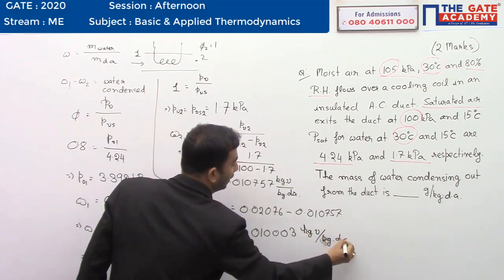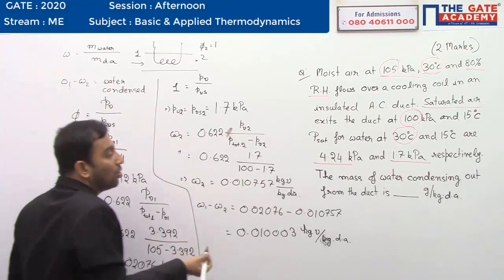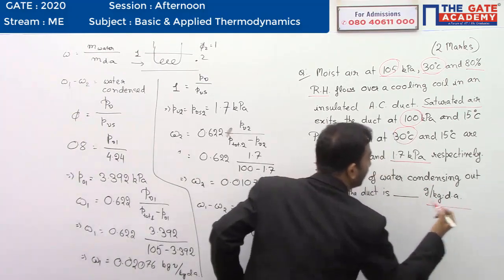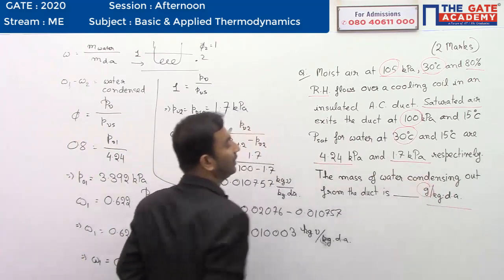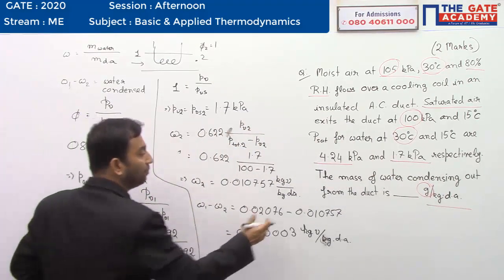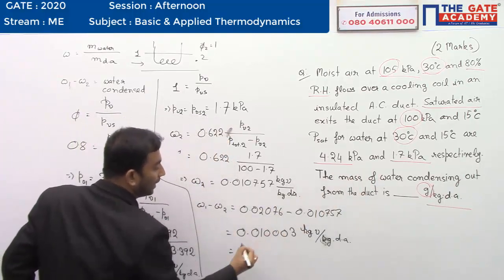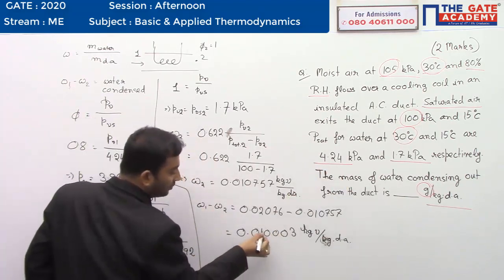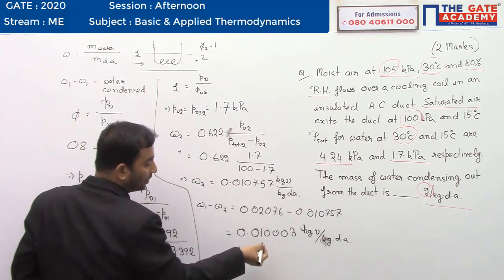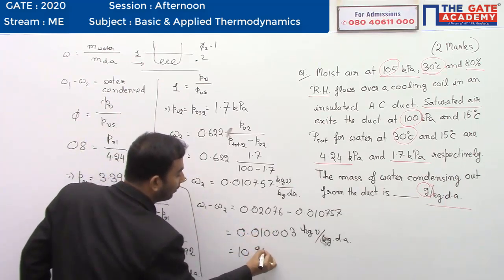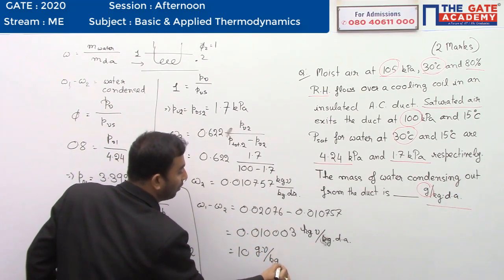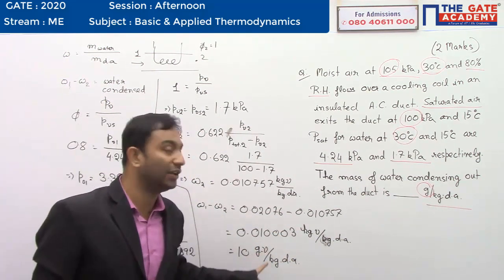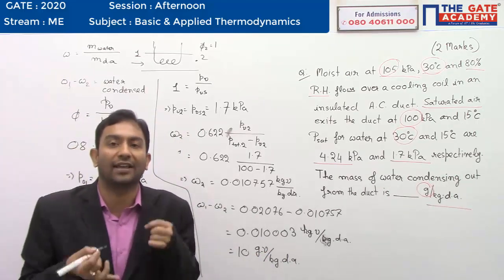Per kg dry air. No problem at all. But now they are asking the answer not in kg vapor per kg dry air, but in gram per kg dry air. So simply if I multiply this with 1000, I'll get gram vapor per kg dry air. So multiplying this with 1000, I'll get 10 gram vapor per kg of dry air. Very good. So your answer will be 10 gram vapor per kg of dry air.